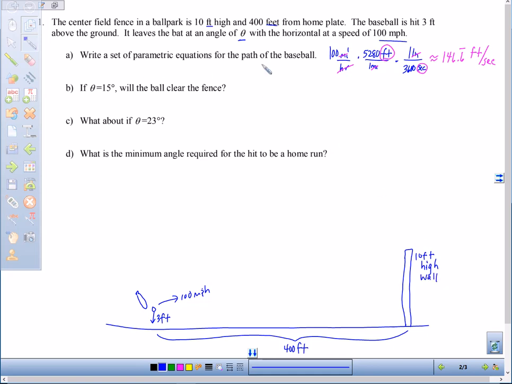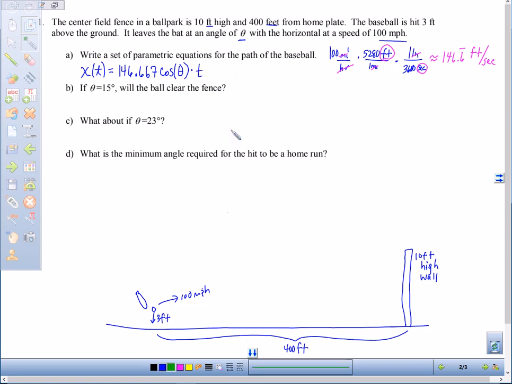All right, so we have to represent it 2 ways. We are going to represent that horizontal change with respect to time, and that would be that initial velocity of 146.667, and let's just say for the sake of this we're going to round to the nearest thousandths, times cosine of theta. We don't know theta. All right, times time.